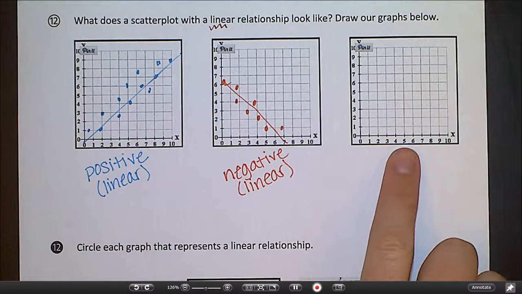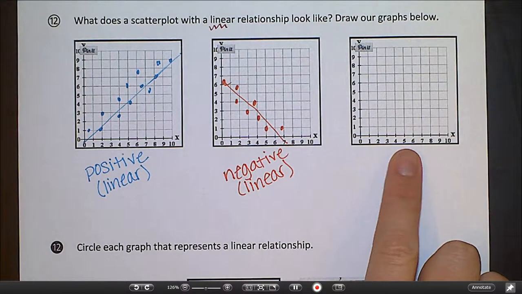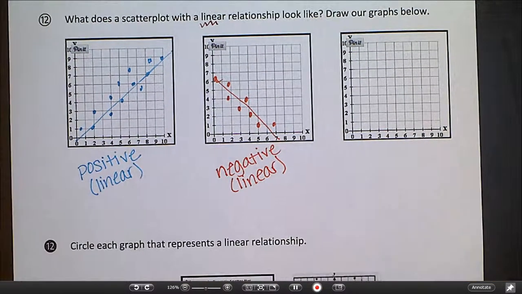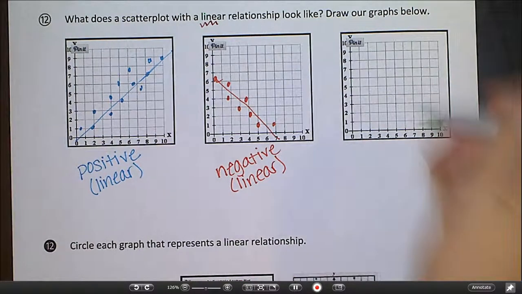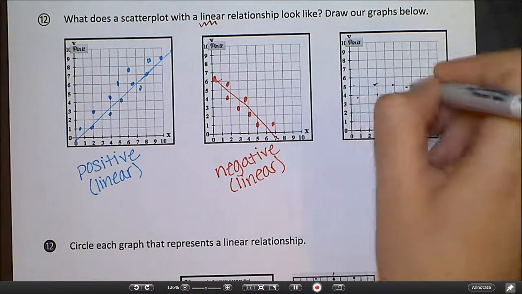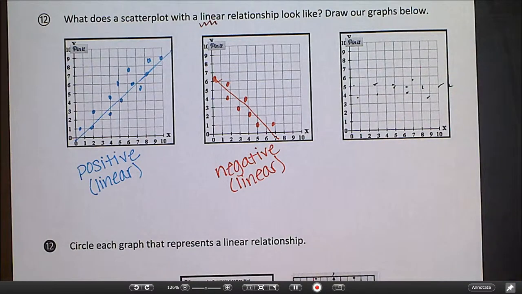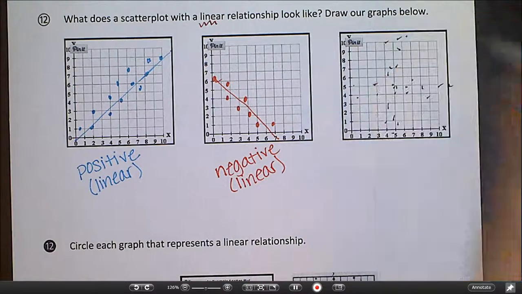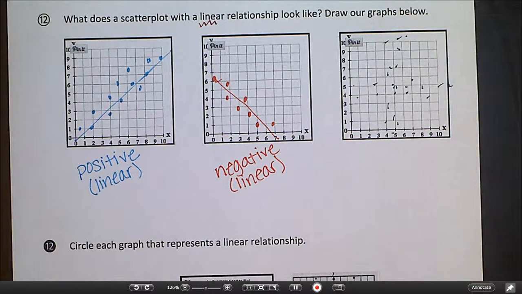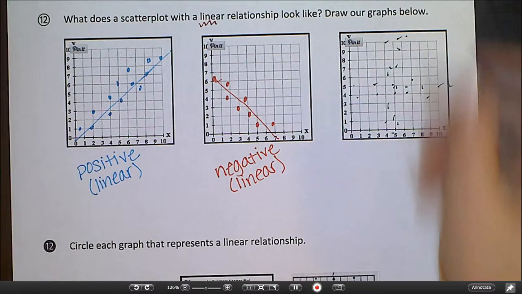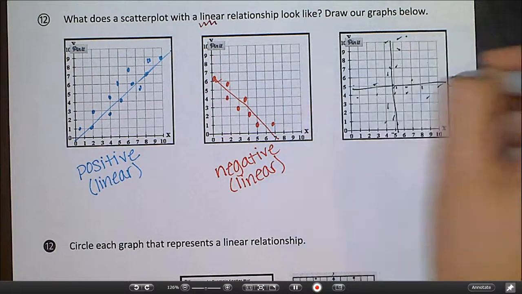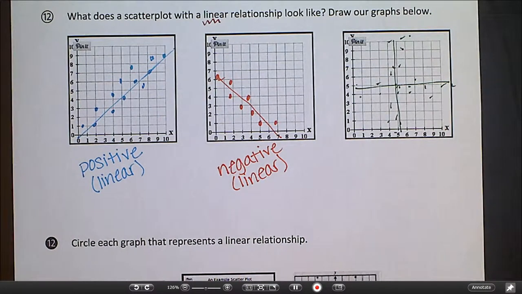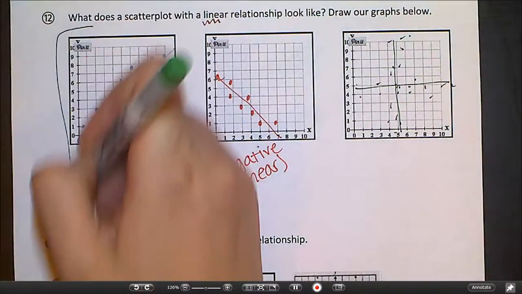And then I have this other graph over here because I wanted to have plenty of space for you, but also keep in mind that sometimes linear relationships may go like this. So they may go straight across, or they may go straight up and down. Okay, so that's still a linear relationship because it still makes generally a line, either like this or like this. These two are the ones that you're most likely going to see.